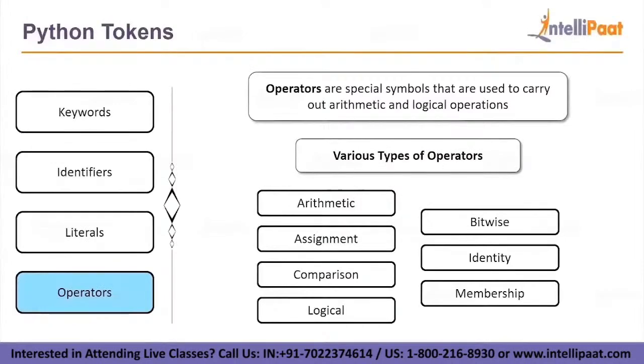Alright, so now let's take a look at operators. So operators are just special symbols that are used to carry out arithmetic and logical operations. In Python, there are several kinds of operators. So we have all of them listed down here. So the first kind is arithmetic. Then there's assignment operator, comparison operator, logical operator, bitwise operator, identity operators, and membership operators. And we'll take a look at them one by one.